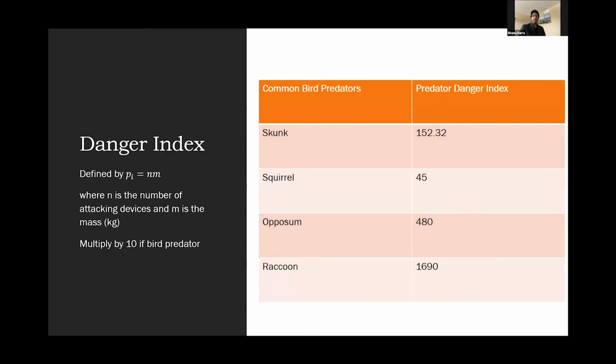And another thing that we needed to consider was how dangerous different predators were. So for example, for predators that naturally hunt birds, we decided to add a factor of 10 to how important it is. And we also decided that having more attacking devices and having more mass is also more dangerous to a bird.